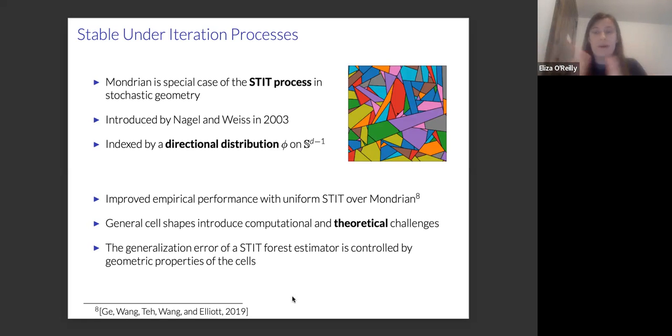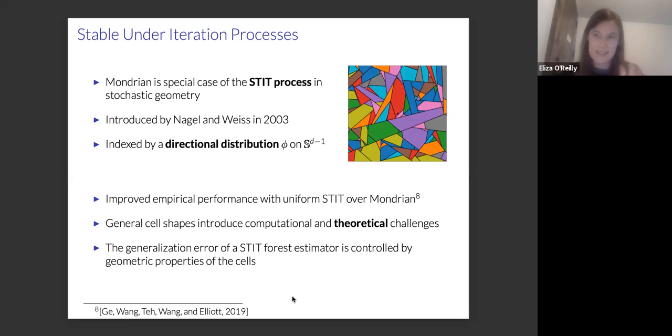We have this random box whose width in each dimension is the sum of two exponential random variables, and all the widths are independent. So you have very direct access to some geometric properties of the cells. But of course, with these more general STIT processes, you have these much more complex random polytopes. And so the theory that was developed for the Mondrian process specifically is not easily generalized. So what our work did is try to bring in some more powerful tools from the theory of random tessellations in order to understand these random forests.